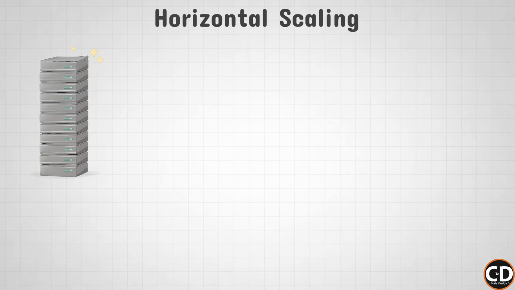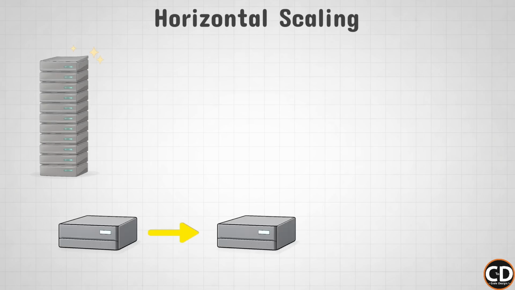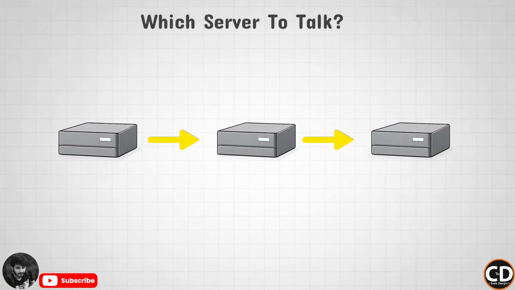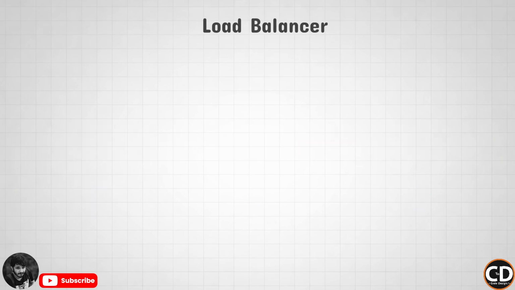Instead, we use something called horizontal scaling. In horizontal scaling, instead of making one server bigger, you add more servers. So as the number of users increases, the number of servers also increases. Now the question is, how do users know which server to talk to? This is where a load balancer comes in.